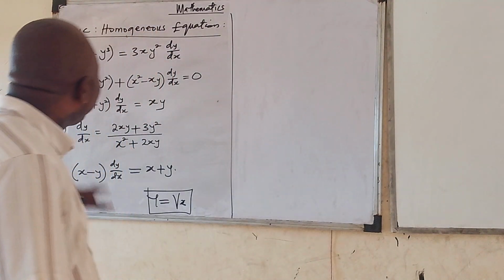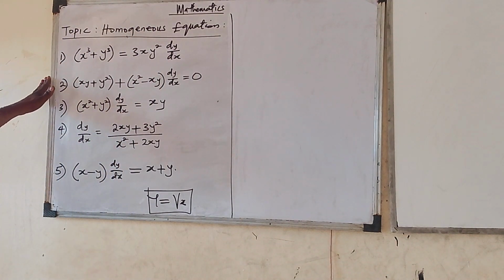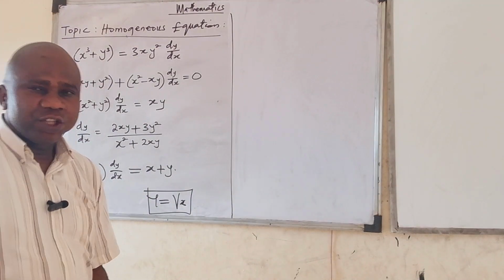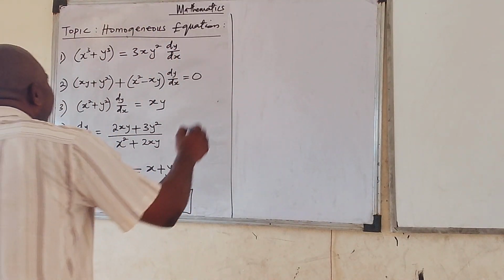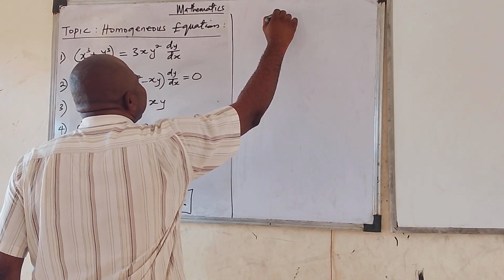So here we have some questions, so examples. We have 5 questions here to solve, to explain the homogeneous equation. Now, question number 1.